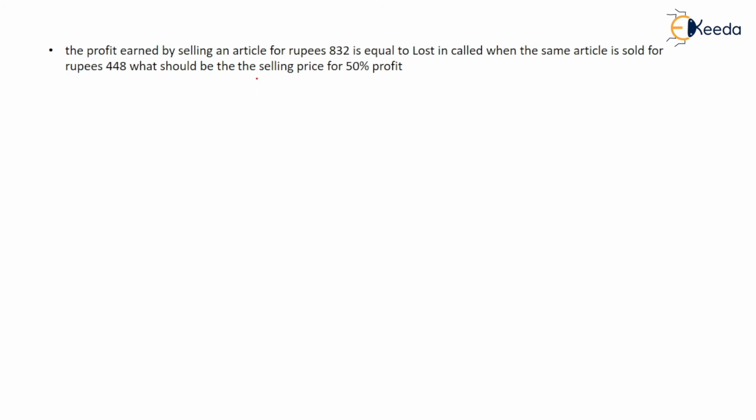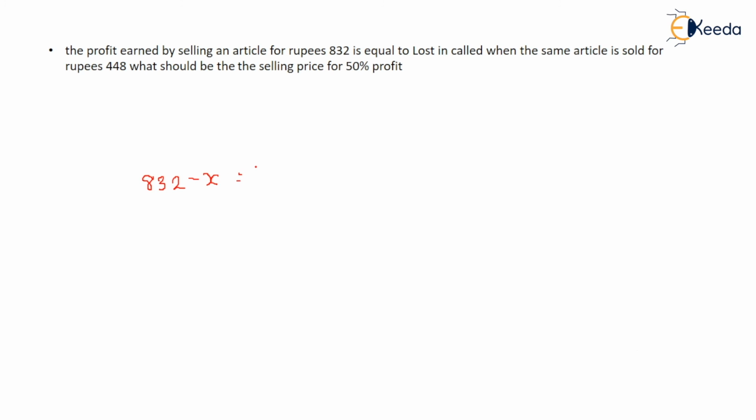If the profit earned by selling an article for rupees 832 is equal to the loss when the same article is sold for rupees 448, what should be the selling price for 50% profit? Now there are two questions asked in this same question, and this type of question will come in your examination. Okay. So you know that 832 is the profit, right? If you subtract the cost amount, you will get the profit.